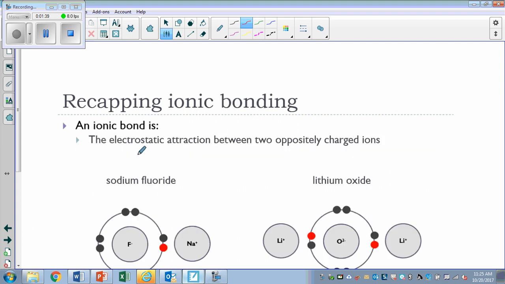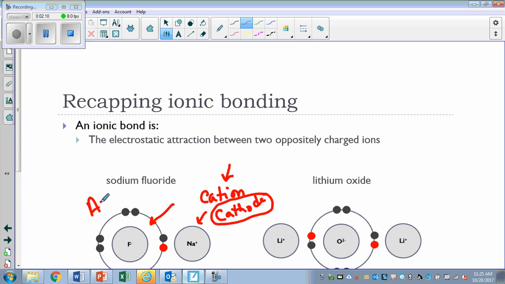So, an ionic bond is an electrostatic attraction between two oppositely charged ions. You have a positive ion and you have a negative ion. We call the positive ion a cation. The reason we call it a cation is that it is attracted to the cathode, which is a negative electrode, so that means it has a positive charge. And we call the negative ion an anion.